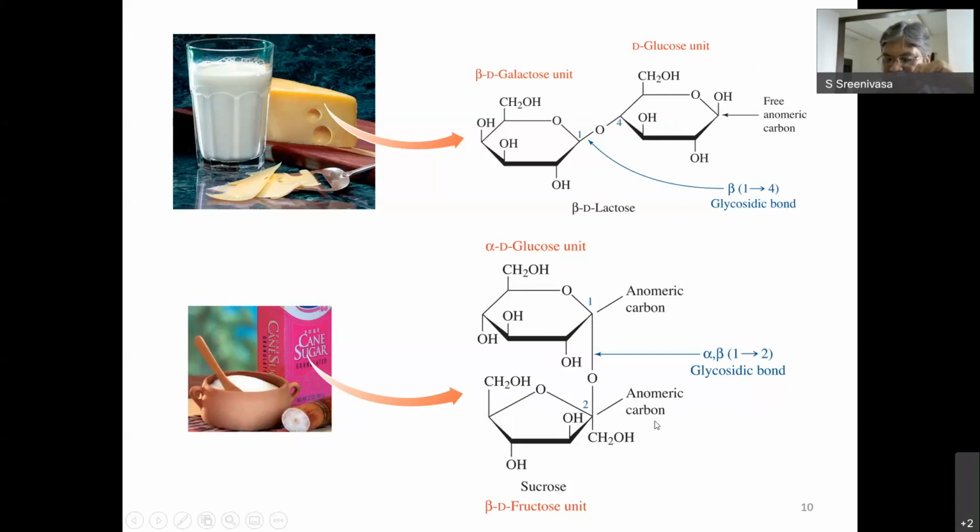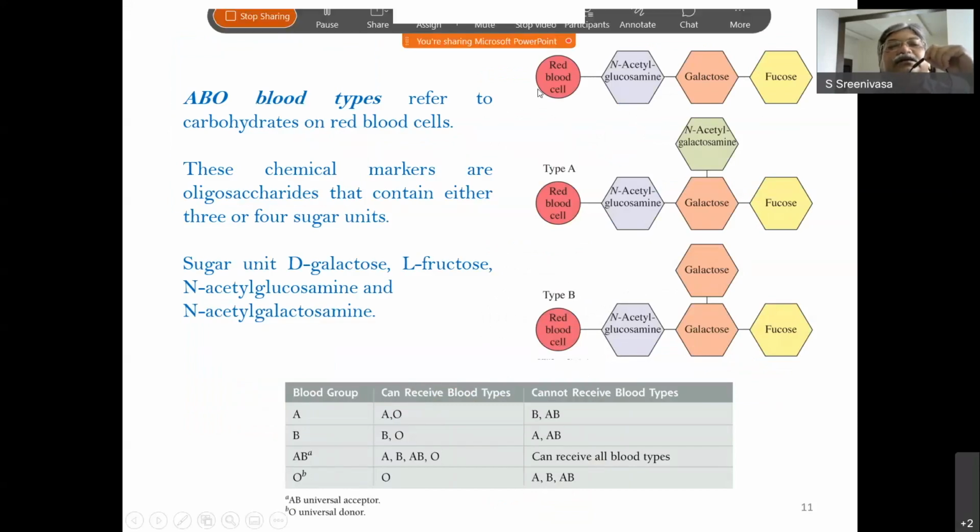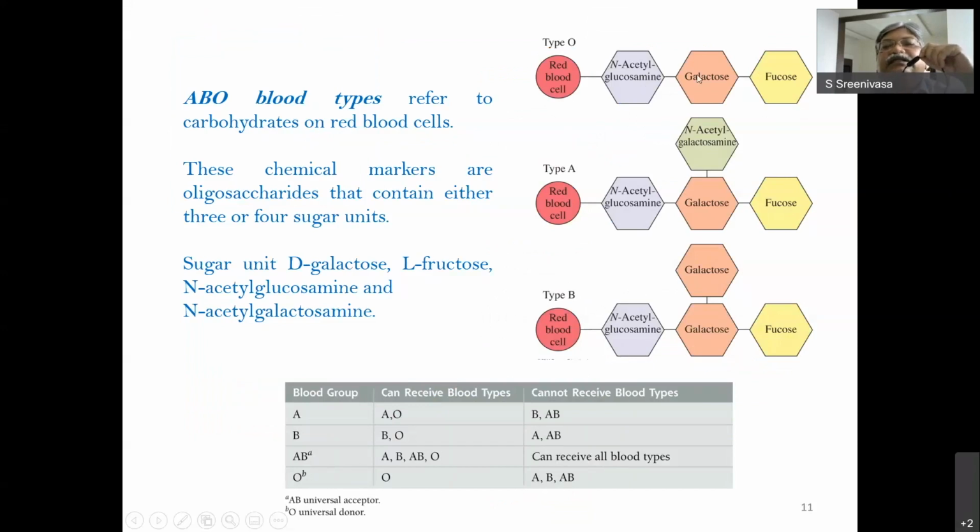The properties, as I told, many of the properties depend on solubility, their physical properties, chemical properties, reactivity, their affinity towards polar and non-polar molecules. Everything depends on the structure of the molecules. Here we'll look at the sugars which are present in the blood.